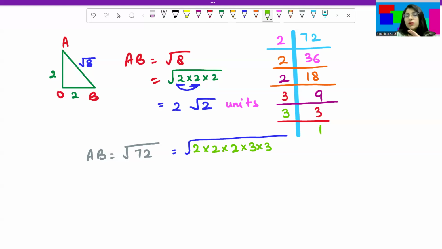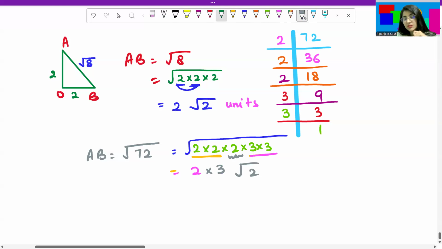We know according to the rule, if there is a pair, from the square root, we can take out 1 out of those numbers. So a 2 comes out. A 3, which is making up a pair, comes out. Then lastly, this root 2 is alone, so it stays inside. In that scenario, our answer is 2 times 3 is 6, root 2 units. That's our value of the hypotenuse or whatever the side is, in radicals. So this is how we are going to do it.